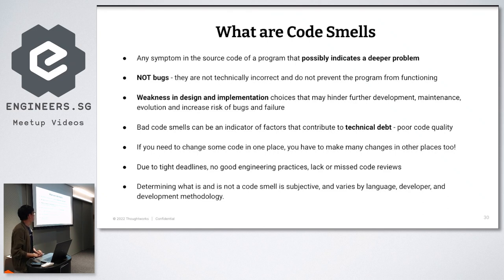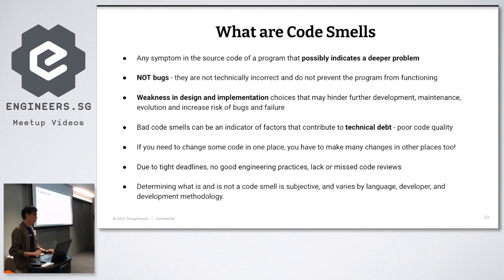Bad code smell could also be a factor that contributes to technical debt, because of the poor quality of the code written. If you want to change some code in one place, and you have to change it in many other places too, that means we have a code smell. Usually, even though we learn about all those clean code techniques and principles, because we are working on very tight deadlines, or there's no good engineering practice, or sometimes we don't have good code review, or we miss some code review, code smells could be inevitable. Determining what is or is not a code smell is very subjective. It can vary by language, developer and methodology. But in this session, we have covered some of the common code smells, and we will see some ways to refactor them.